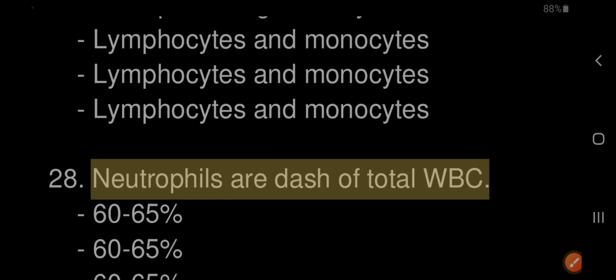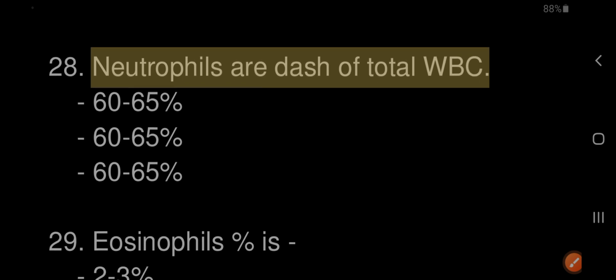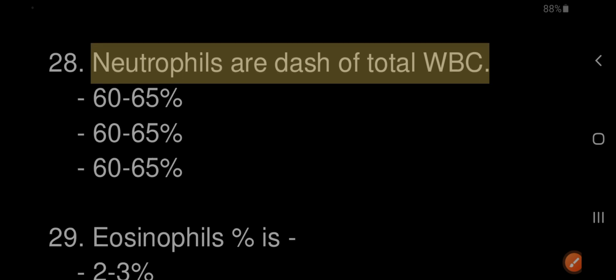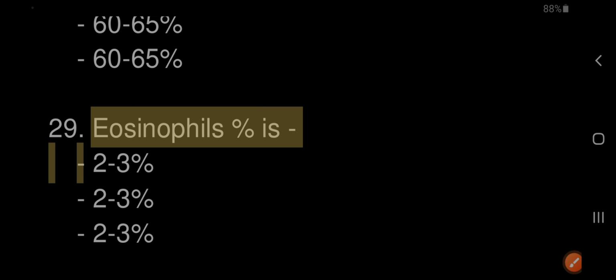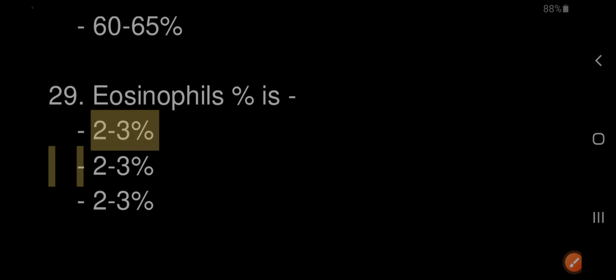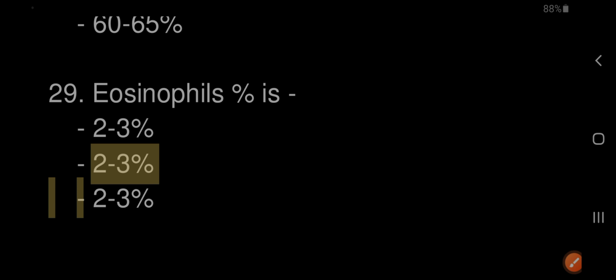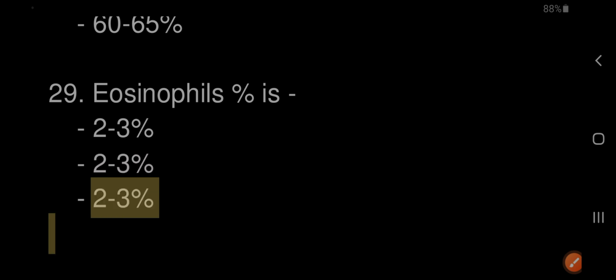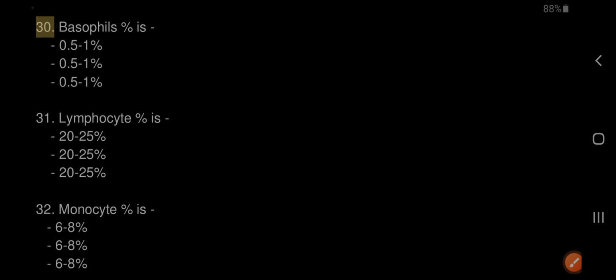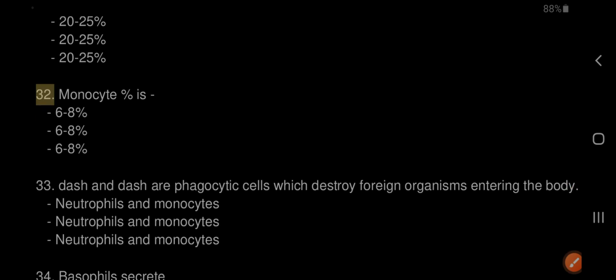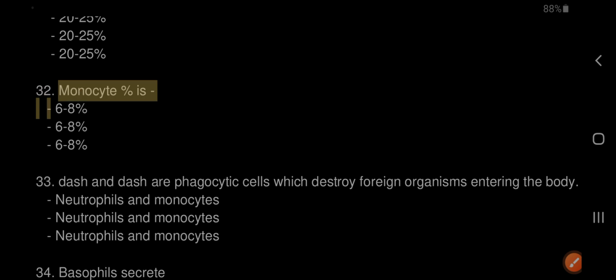28. Neutrophils are 60 to 65% of total WBC. 29. Eosinophils percent is 2 to 3%. 30. Basophils percent is 0.5 to 1%. 31. Lymphocyte percent is 20 to 25%. 32. Monocyte percent is 6 to 8%.